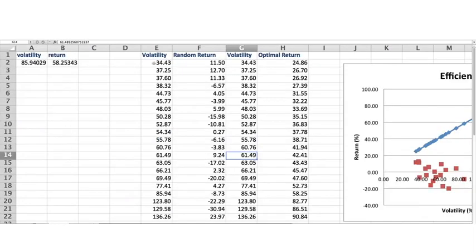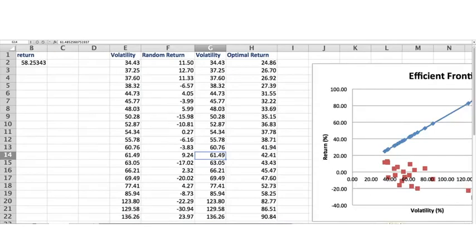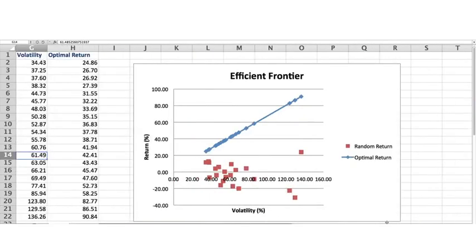So these volatility numbers and random returns were generated by creating a portfolio, looking at what the return is, looking at what the volatility is, and all I did was put them in increasing order and plot these red dots here. Now what I want to show you is how I computed this efficient frontier, the frontier which tells me what is the maximum possible return for a given value of volatility.